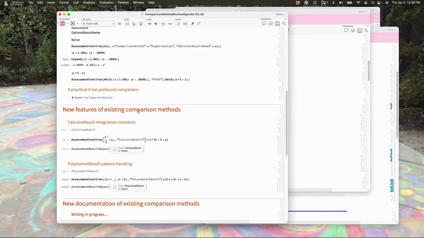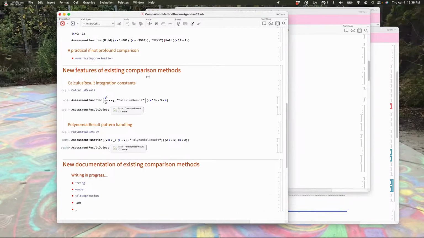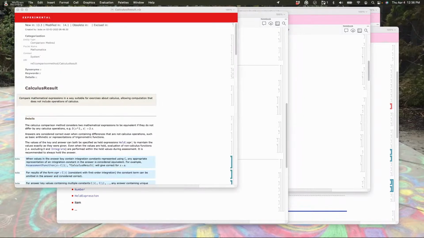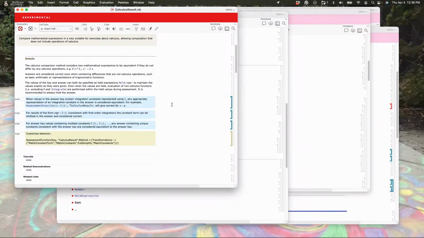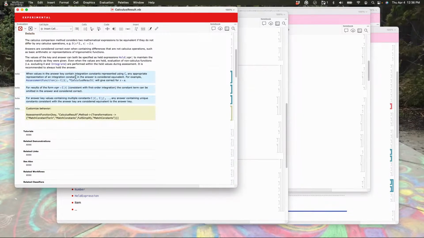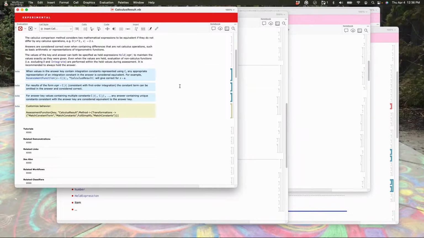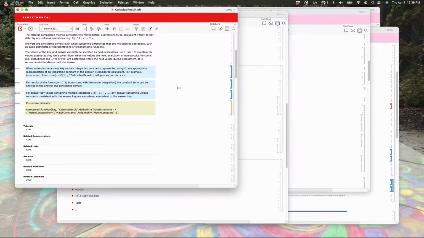All right. So then existing comparison methods, new features. Chris deserves credit for all of this, but I'll do the talking. So in calculus result, we've added nice conveniences for constants, which we didn't really have before. So we're basically requiring the teacher to represent the constant with big C, but the student can represent the constant in any way that's reasonable.